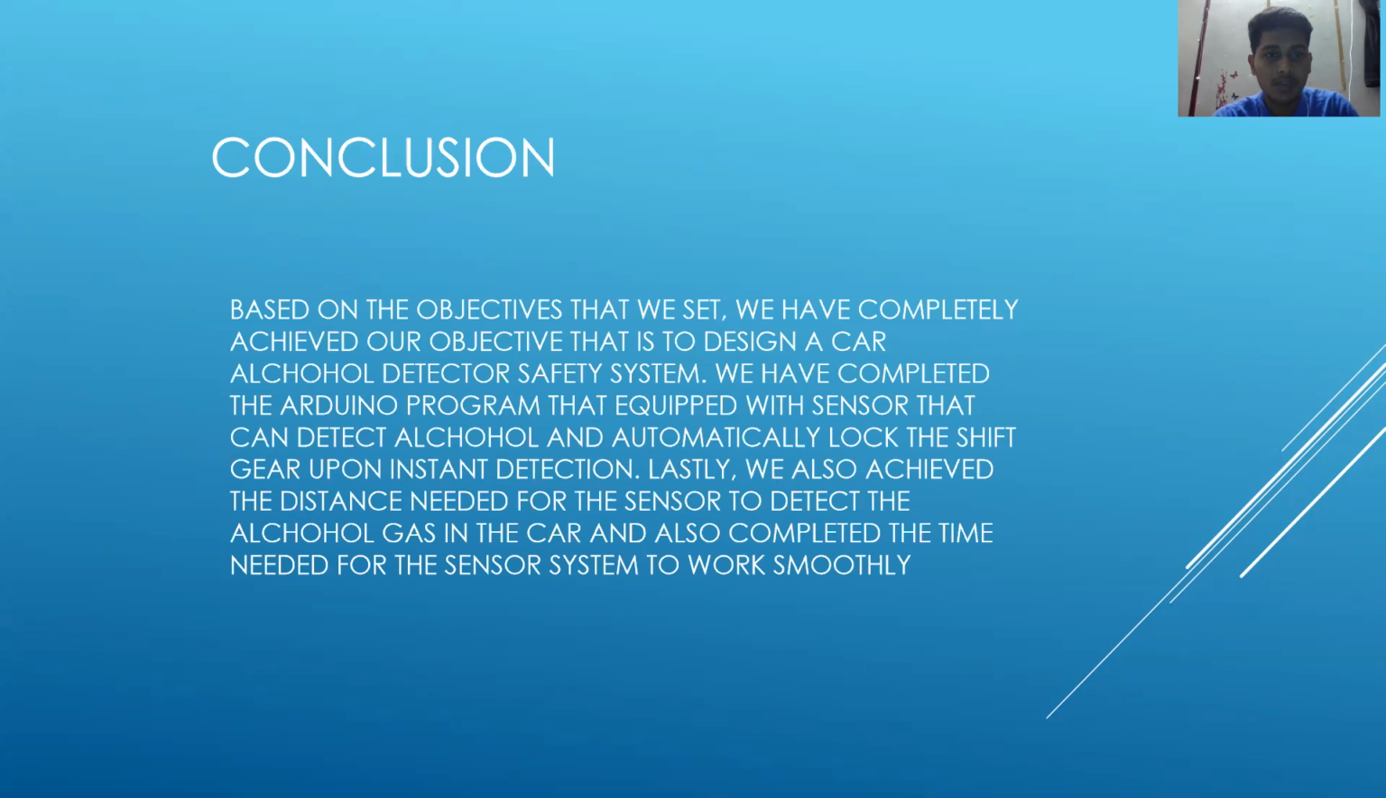Next, conclusion. Based on the objectives that we set, we have completely achieved our objectives, that is to design a car alcohol detector safety system. We have completed the Arduino program equipped with a sensor that can detect alcohol and automatically lock the gear shifter upon instant detection. Lastly, we also achieved the distance needed for the sensor to detect the alcohol gas in the car and also completed the time needed for the sensor system to work smoothly.